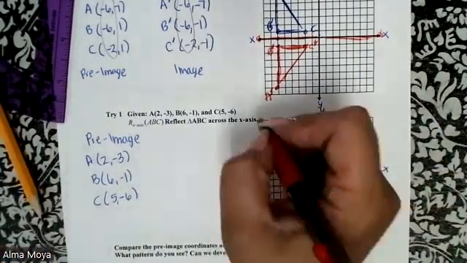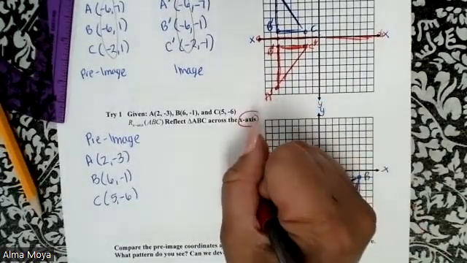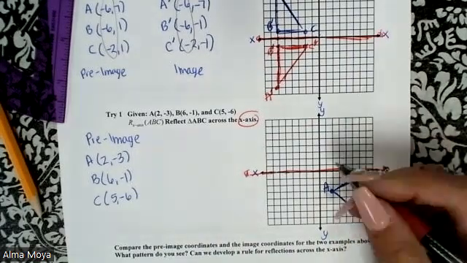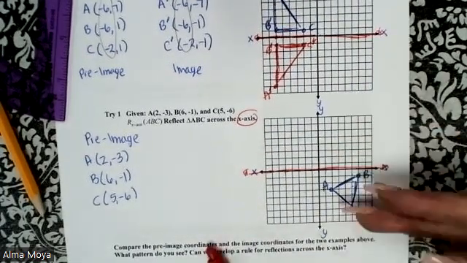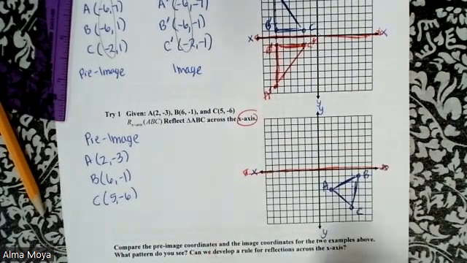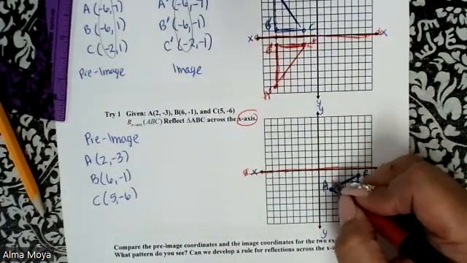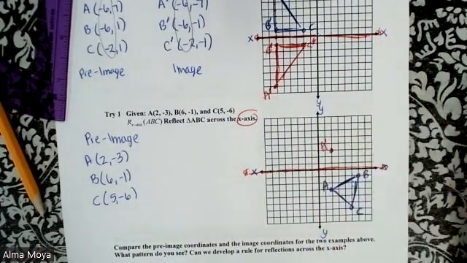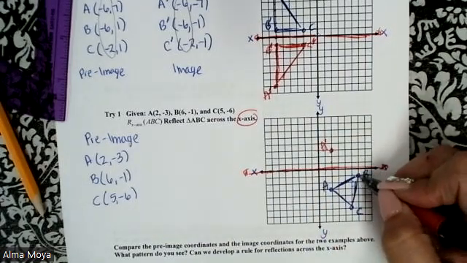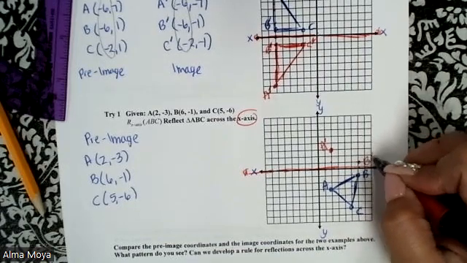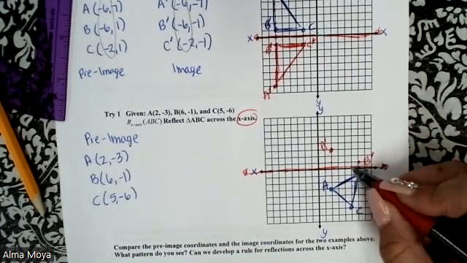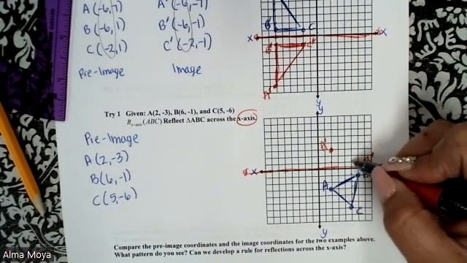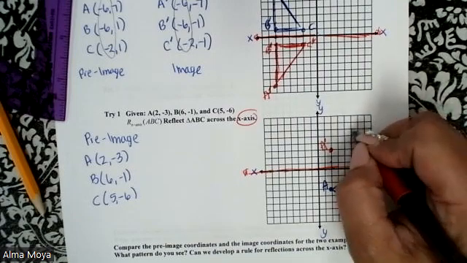And now, once again, you are reflecting across the x-axis. So here's the x-axis. You're reflecting this up. If you notice, I went down 3, so now I'm going to go up 3. That's going to be your A prime. And then your B, you go down 1, so I'm going to go up 1. That's going to be my B prime. And then on my C, I went down 6, so now I'm going to go up 6.